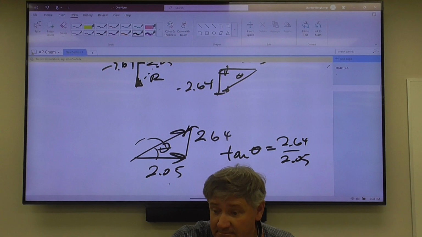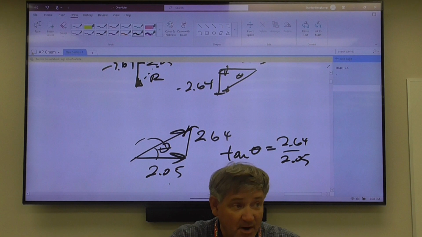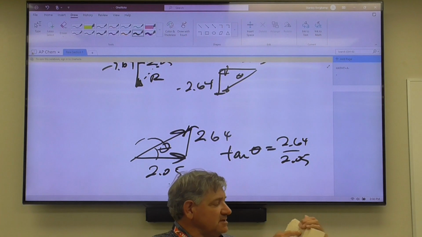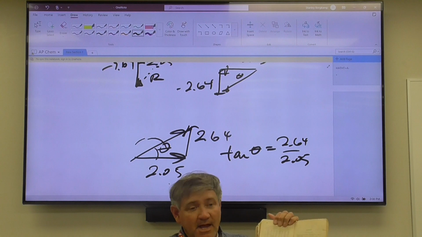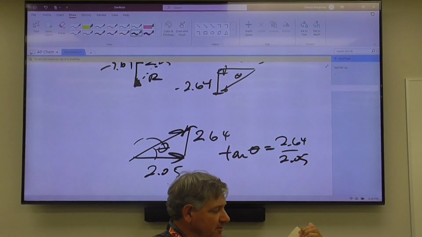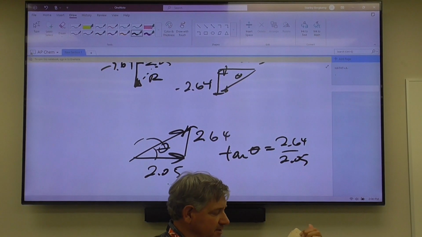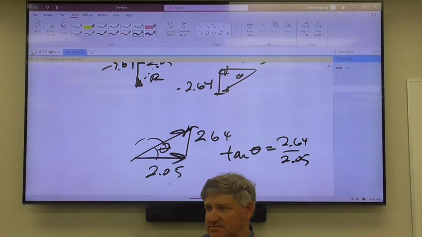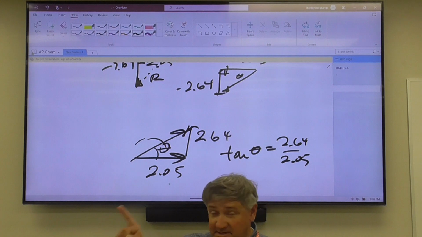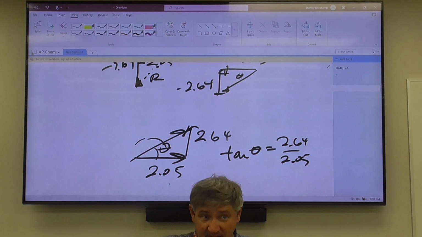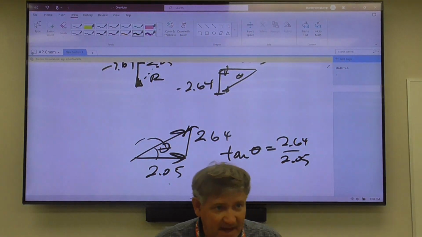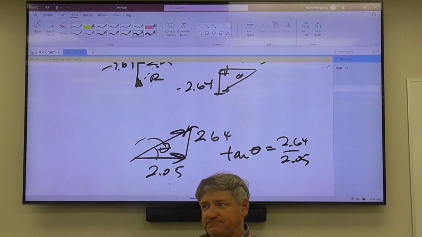1.288. What'd you get? 1.288. So then, on the old school method, I would go to this column and I would find a tangent value of 1.28, which corresponds with an angle of 52 degrees. So you would actually divide it out, get the value, go to the table, find what angle was close to that, which is 52 degrees.